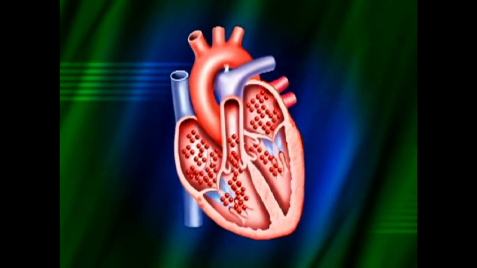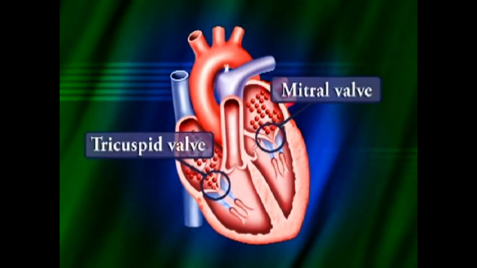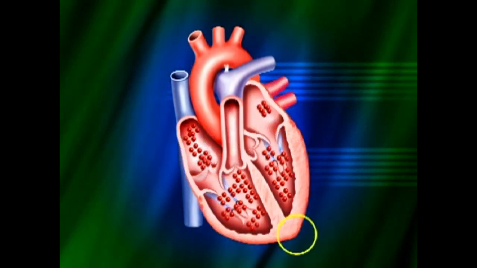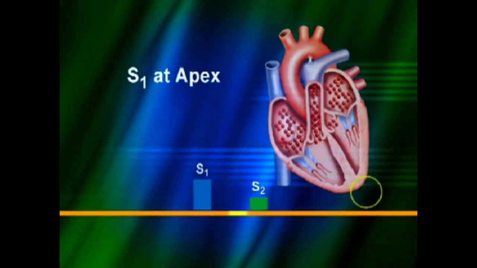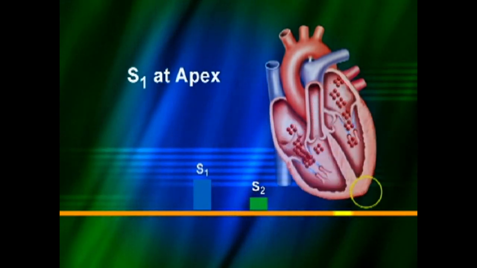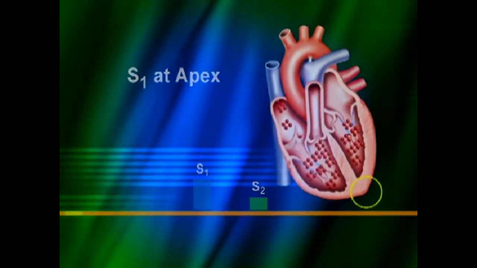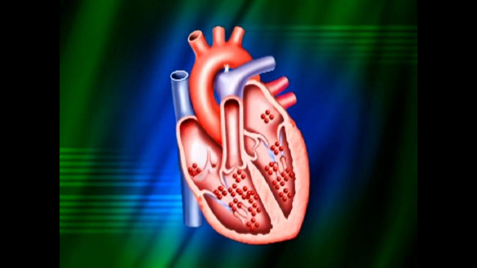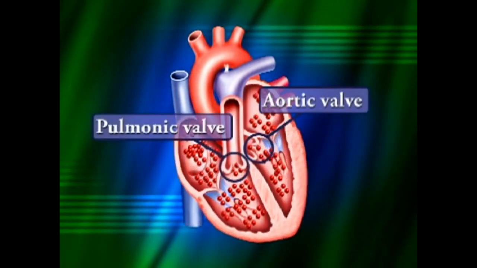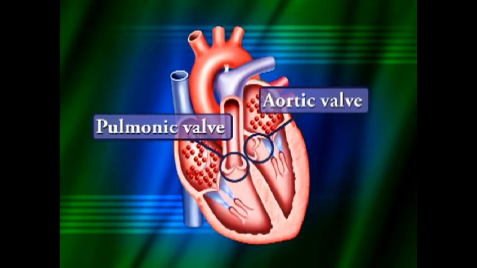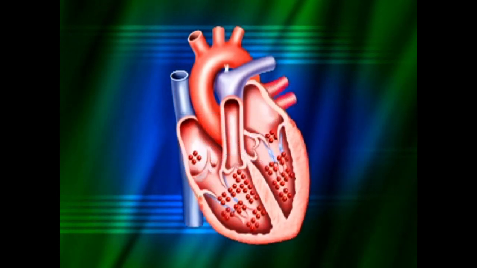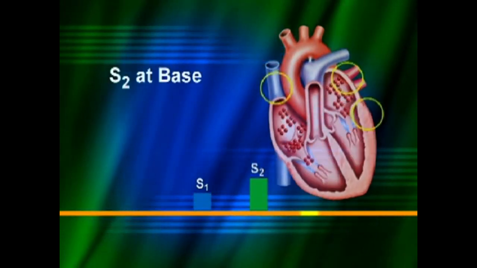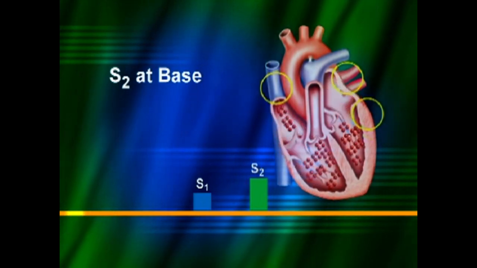S1, which results from closure of the mitral and tricuspid valves, marks the start of systole. It's heard best at the apex, where it's louder, lower, and longer than S2. S2 is caused by closure of the aortic and pulmonic valves and signals the start of diastole. At the base of the heart, S2 is louder than S1. At all auscultatory sites, it's higher and shorter than S1.